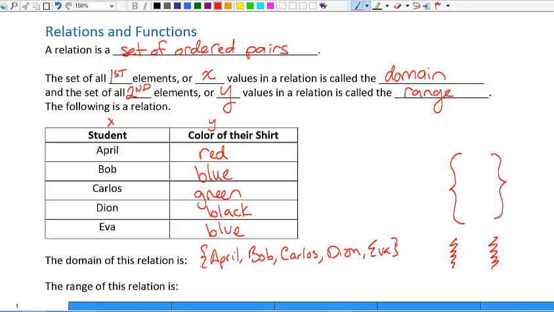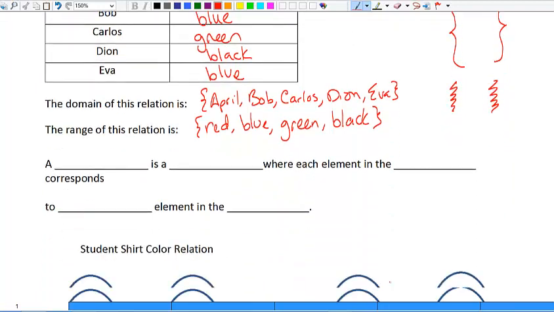So the range of this relation is red, blue, green, black, and blue. But I don't have to write blue again because I already wrote it down. So the domain is just the set of all the first components, the range is the set of all second components.